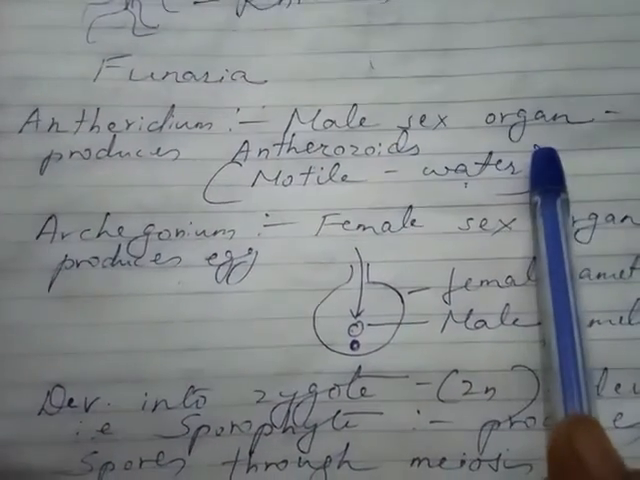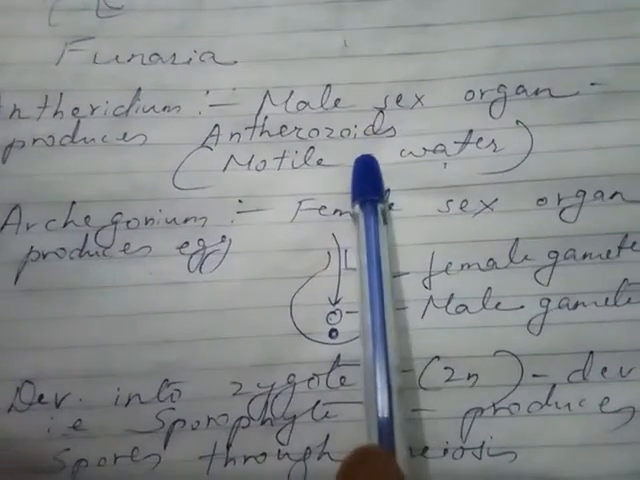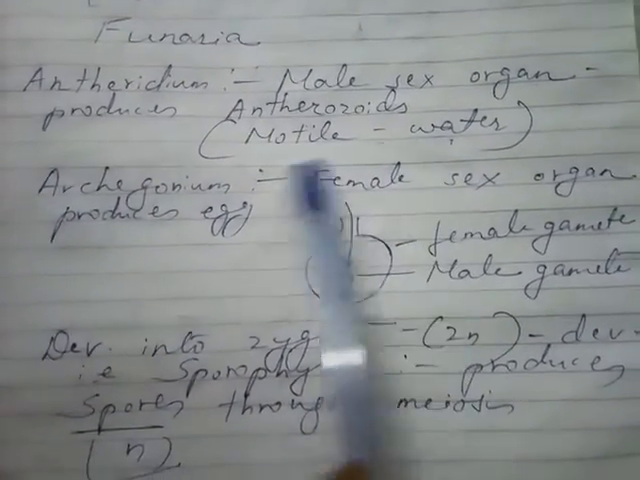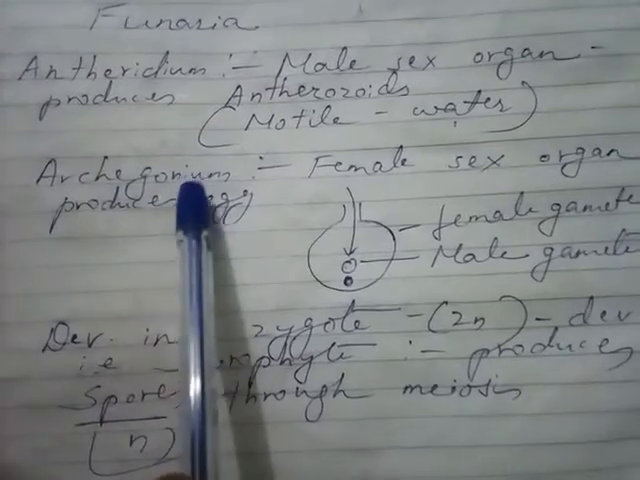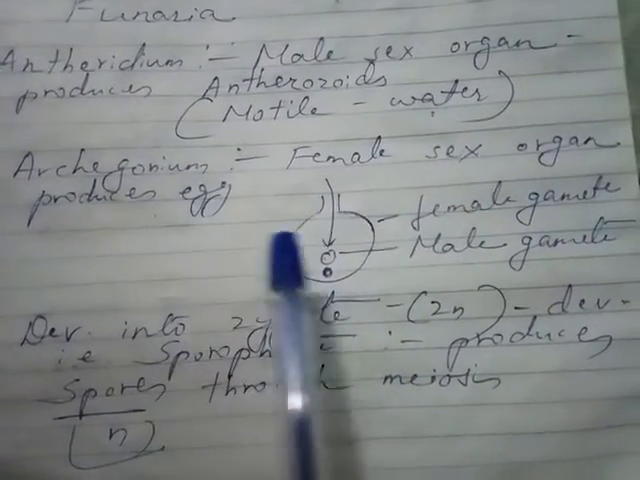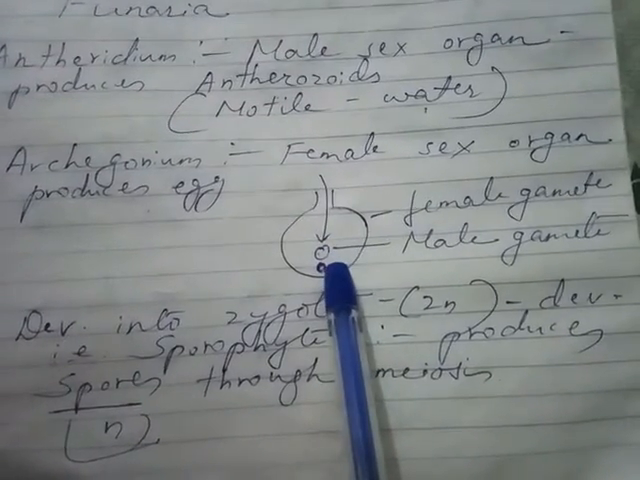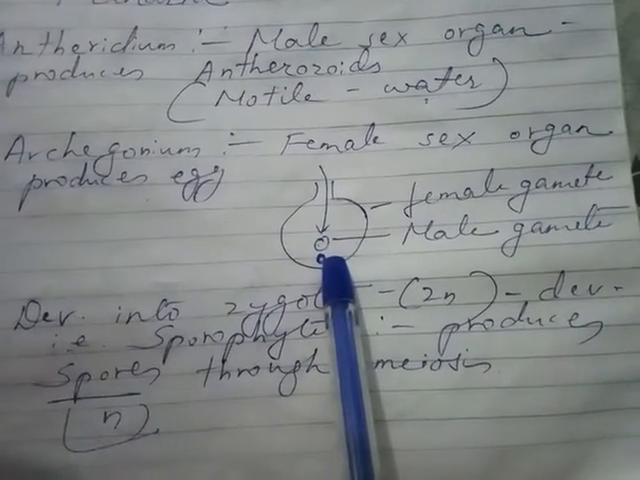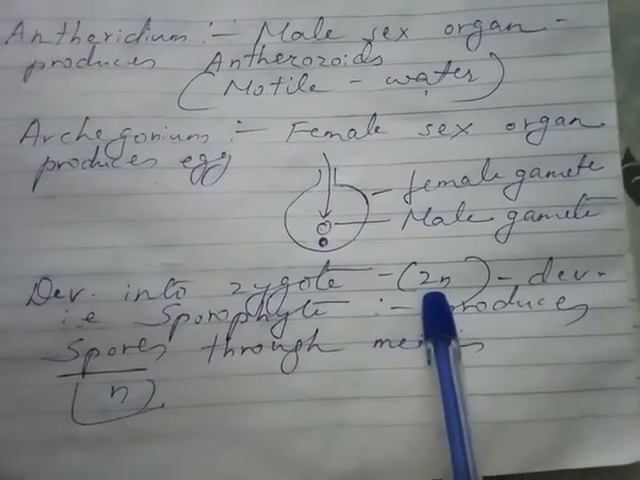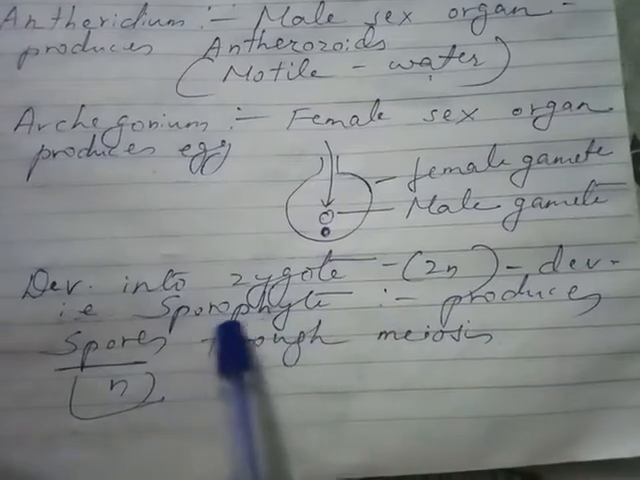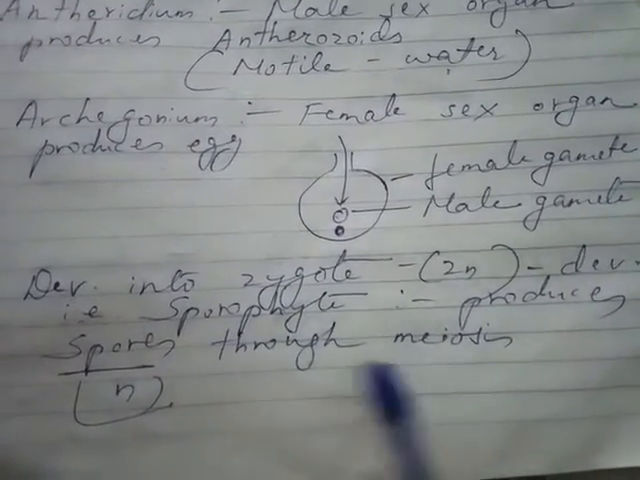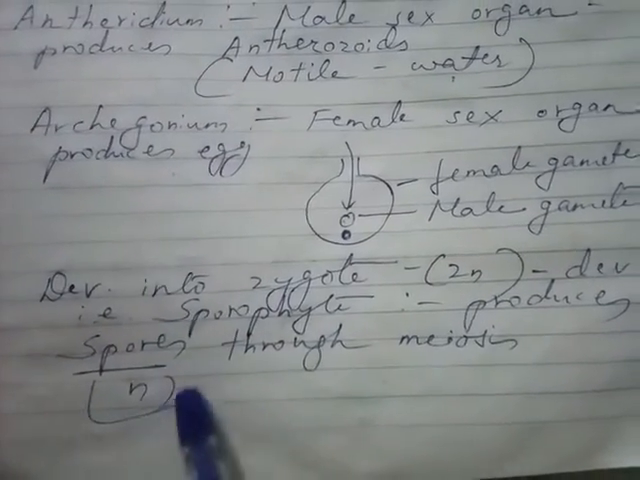Now for sexual reproduction, they have sex organs called antheridium, which is the male sex organ that produces antherozoids, the male gametes, which are motile and can move in water. The female sex organ is called archegonium, which produces the egg. So the egg and sperm, or female gamete and male gamete, will unite, producing a zygote, which again becomes a 2n diploid structure that develops into a sporophyte, which produces spores through meiosis. Spores are always haploid.